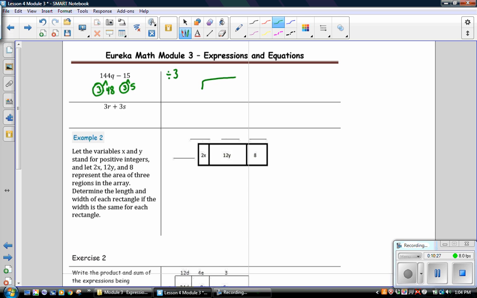In your division house, write the expression 144q minus 15. Divide by the greatest common factor, 3. 3 goes into 144 48 times. And 3 times 48q is 144q. Bring up the minus sign, and 3 goes into 15 5 times. 3 times 5 is 15. So our two factors are 3, and the second factor is the expression 48q minus 5.